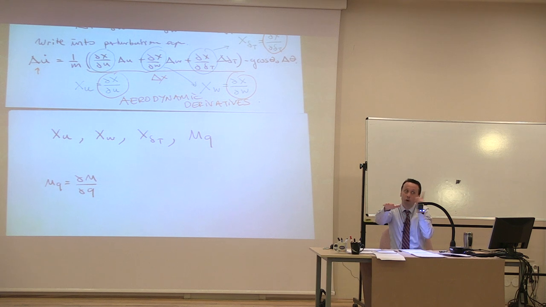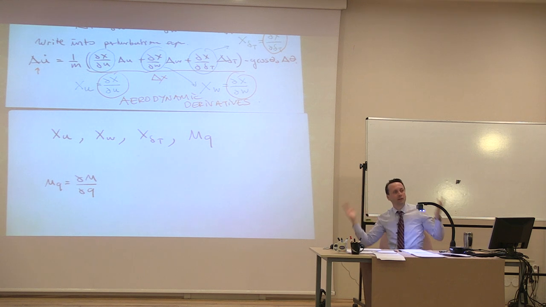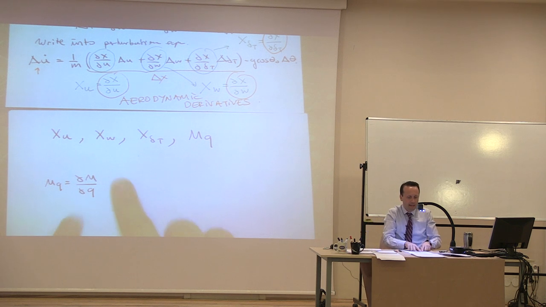Because of Q, if I have a moment in this direction, then I'm really in a bad situation, and I go like that, right? Bigger Q, bigger M. Bigger Q, bigger M. So I'm diverging. So what I want is, because of that Q, I want this M. So this del M del Q is a very important number.